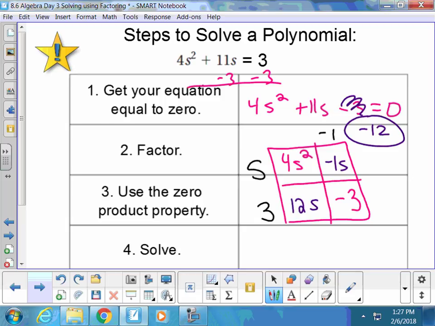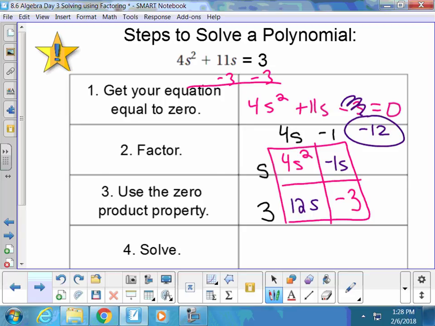And then 5. Oh, that's an s. I thought that was a 5. That's why I hate s's. S's look like 5s. S's are annoying. T's are annoying. Really, I just like x's.